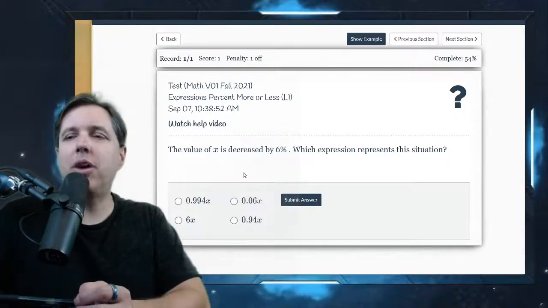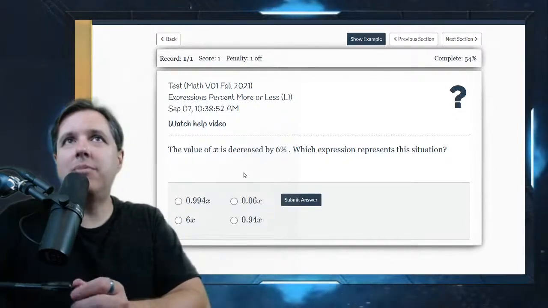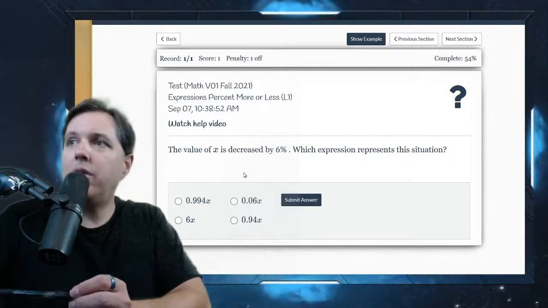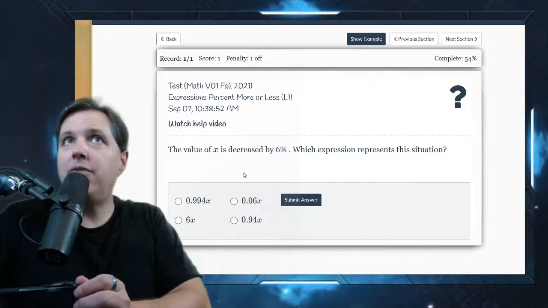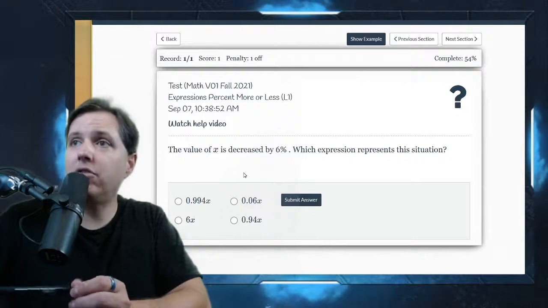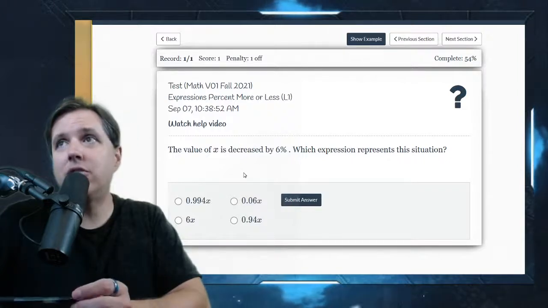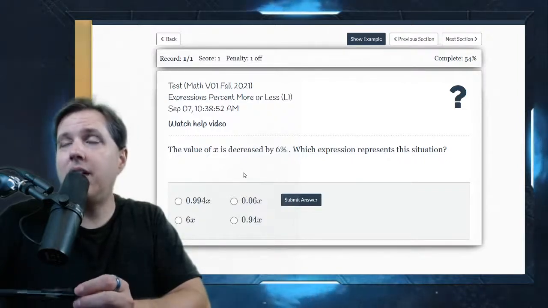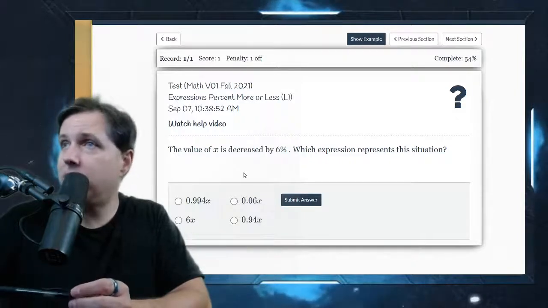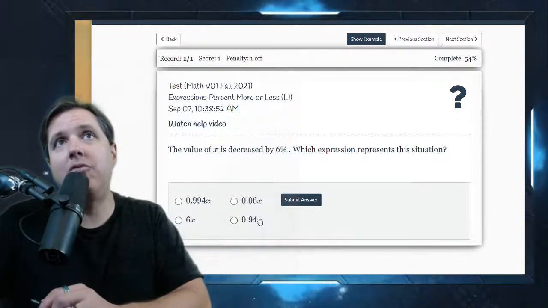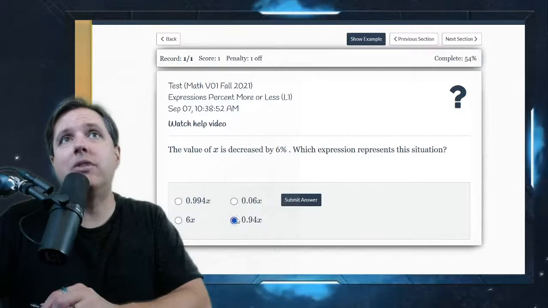All right, but think about the problem we just did. If I decrease something by 6%, what percent remains? Well, if I have $100 and you take away $6, that's 6% of 100, I'm left with $94. So I'm actually left with 0.94x of the amount.